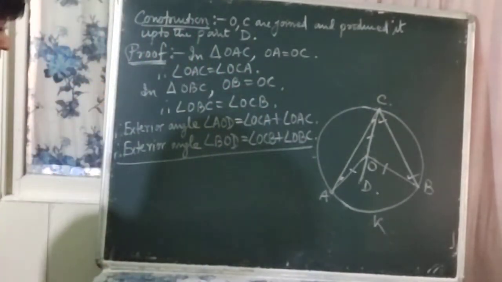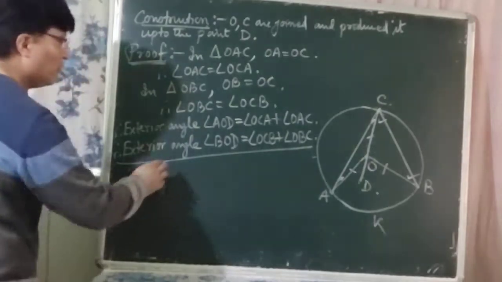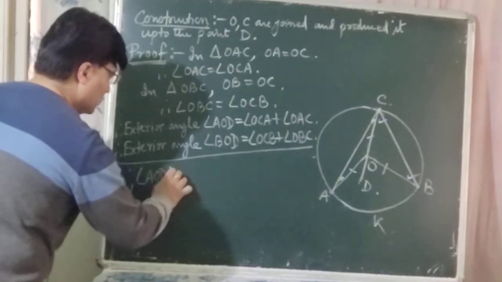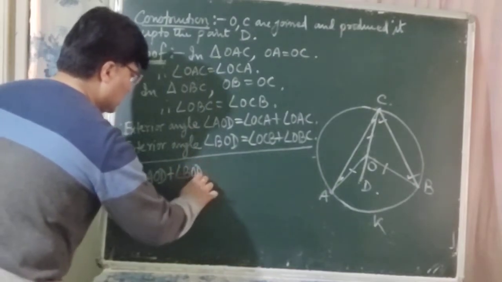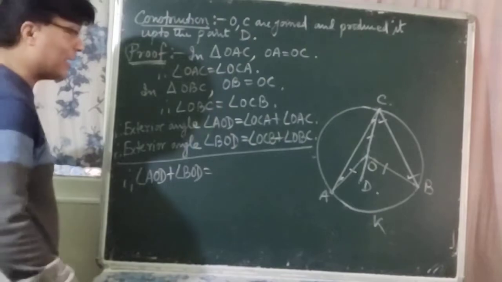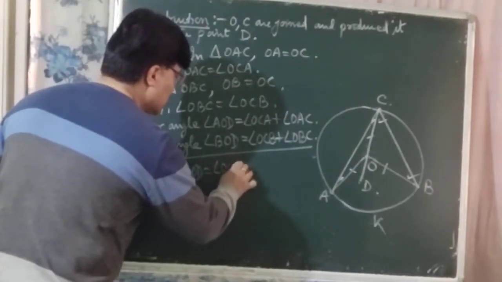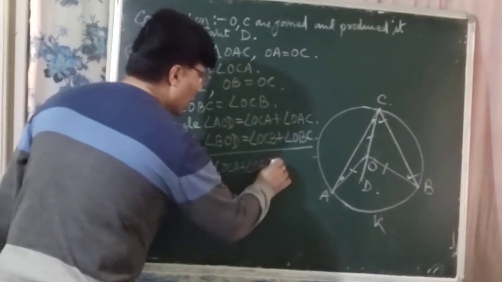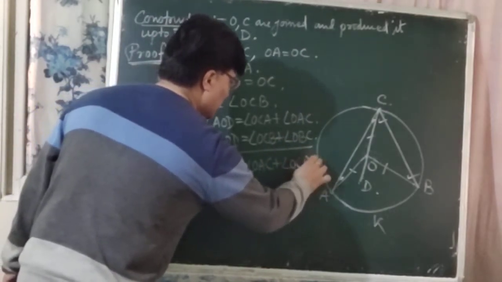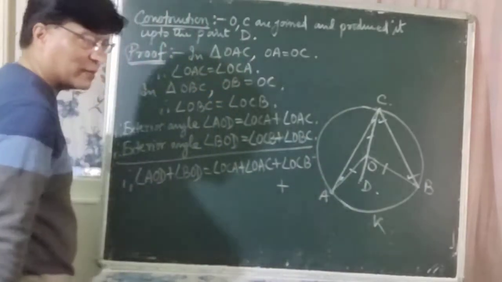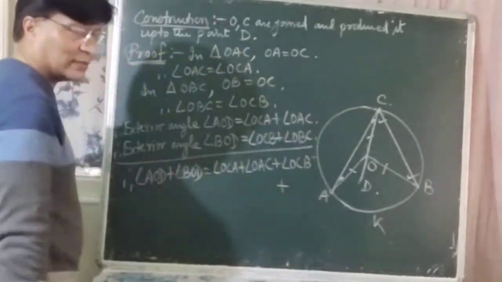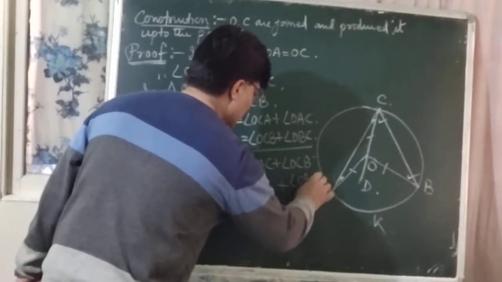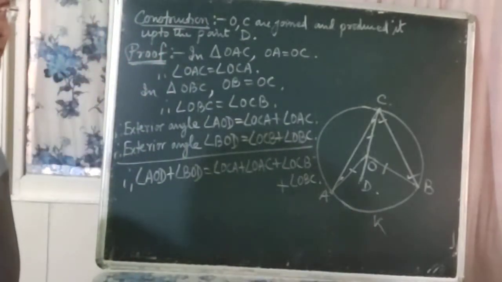Now we can add it, right? So therefore, if you add it, the left hand side becomes angle AOD plus angle BOD is equal to, on the right hand side also you can add them, angle OCA plus angle OAC plus angle OCB. Let us write it here. This is the continuation part. As there is no space there, let us write it in the next step, right? So angle OBC. This is angle OBC. Is that clear?